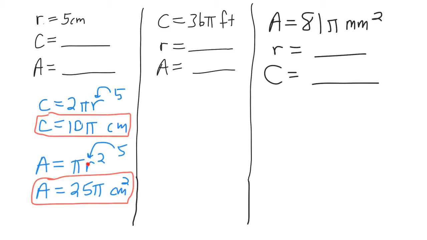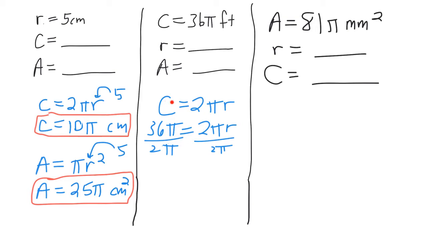Again, for area, I write the formula, I plug in the 5, but this time I have to square it, 5 times 5. So that's 25 times pi. That's an exact answer. Again, I don't need to plug in 3.14. It's not wrong, but I don't have to do that. But my area has the units of centimeters squared.